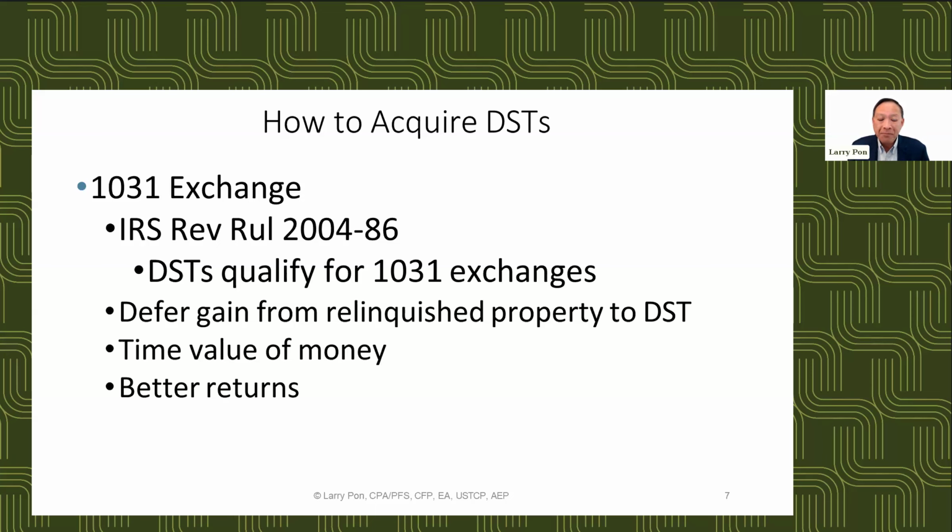Holding the DST until your death, you get a step up in basis, then your family eventually can sell without any capital gains consequence. Or better yet, they hold on to it with the step up in basis, they get additional tax shelter via depreciation. So that's very important too. And in general, these are professionally managed, investment grade properties. So they're going to have better returns than your single family homes or small residential rental properties.